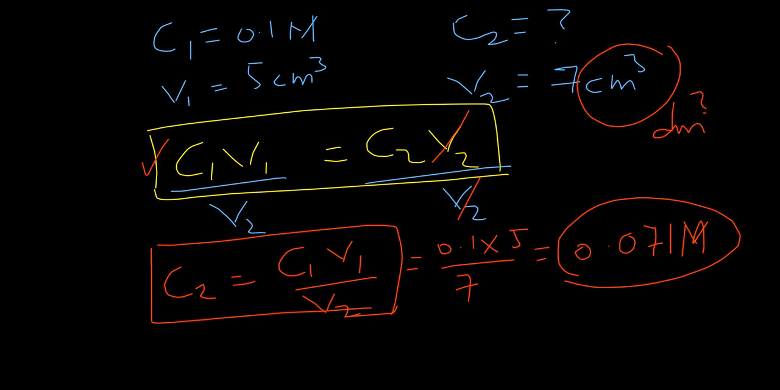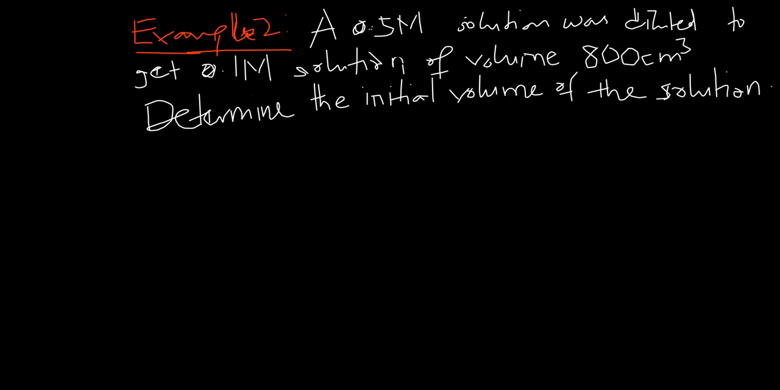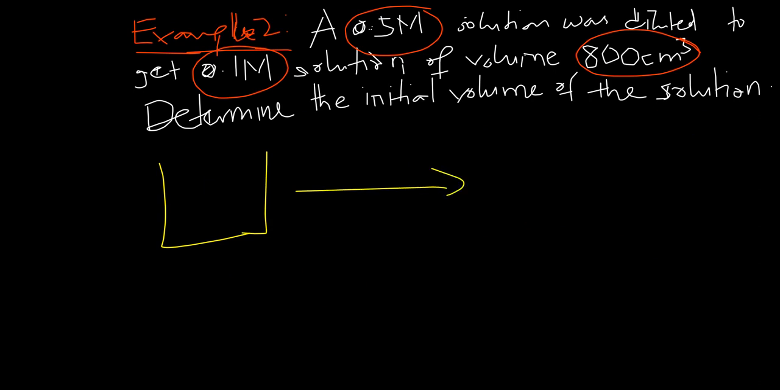Now let's look at another example. In this example, we are told that a 0.5 molar solution was diluted to get a solution of this volume. Determine the initial volume of the solution. So we have a solution. This solution was diluted and became this solution. So 1 and 2. Now, solution 1, the concentration was 0.5 molar.